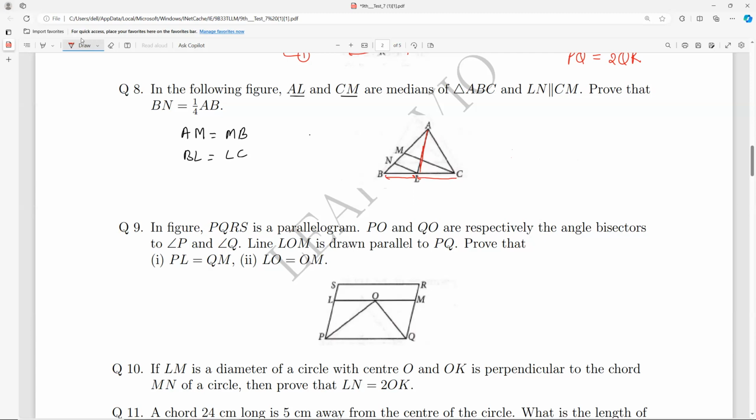LN is parallel to CM. This is given to you. You need to prove that BN is one fourth of AB. So let's talk about this one.